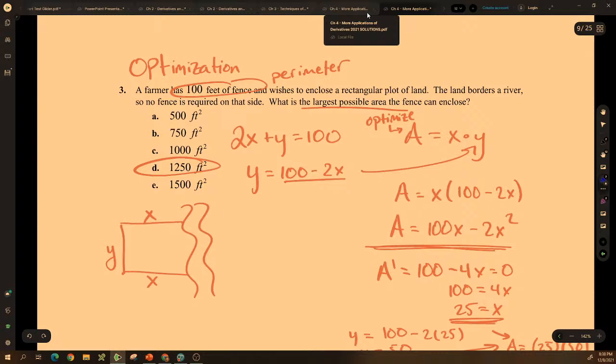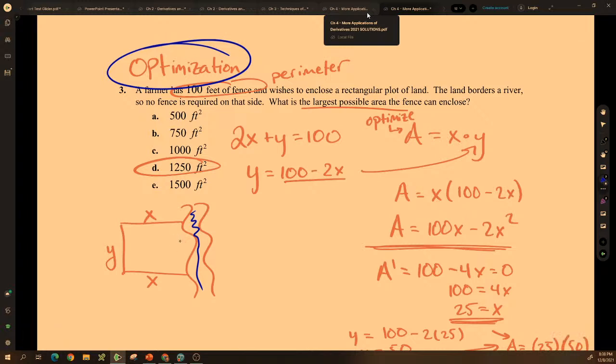Three, any question with a farmer and fence, this is like the most classic optimization question. There's either going to be a wall or a river, and he's trying to build some kind of a fence, maybe to house his cows or just, for whatever reason, right? So you can always draw this picture, right? So here's my river, and this side does not get a fence. So he doesn't need that third side.